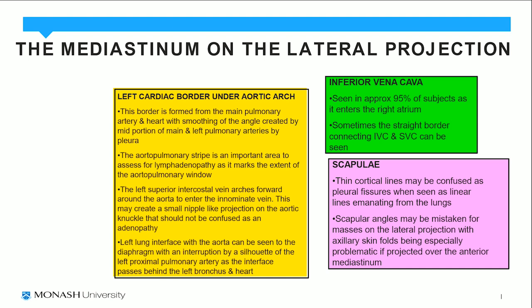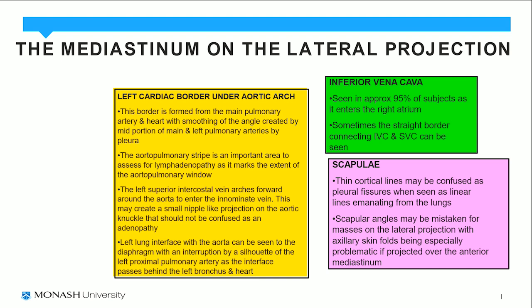The aortopulmonary stripe is an important area to assess for lymphadenopathy as it marks the extent of the aortopulmonary window. The left superior intercostal vein arcs forward around the aorta to enter the innominate vein. This may create a small nipple-like projection on the aortic knuckle, and this must not be confused as adenopathy.